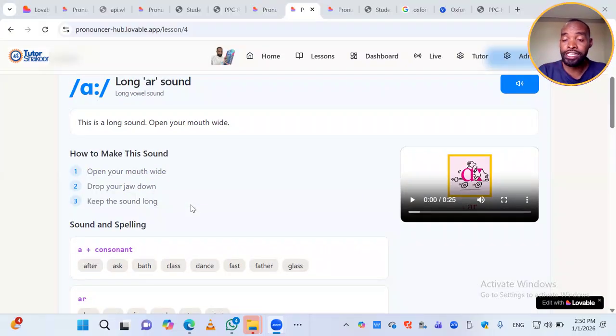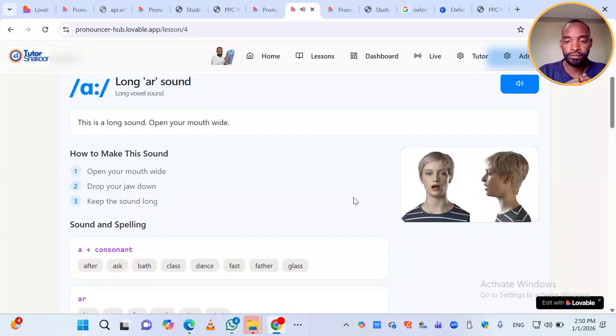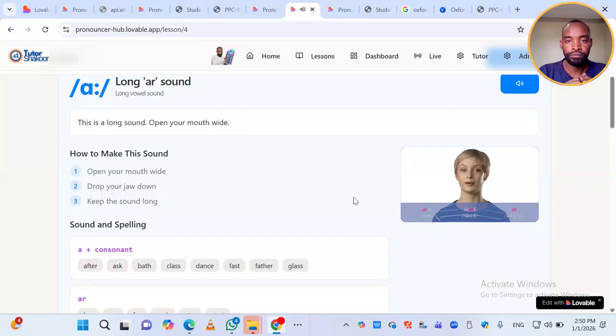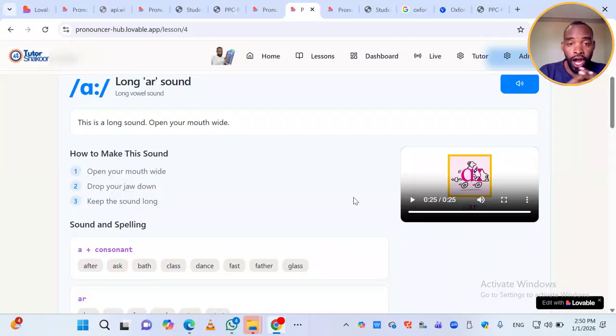Let's see how this sound is physically produced. Car. Ah. Arm. Scarf. Car. This is the sound ah, a long vowel sound.